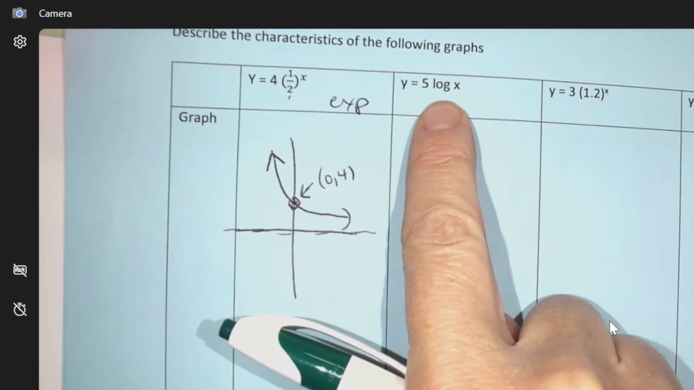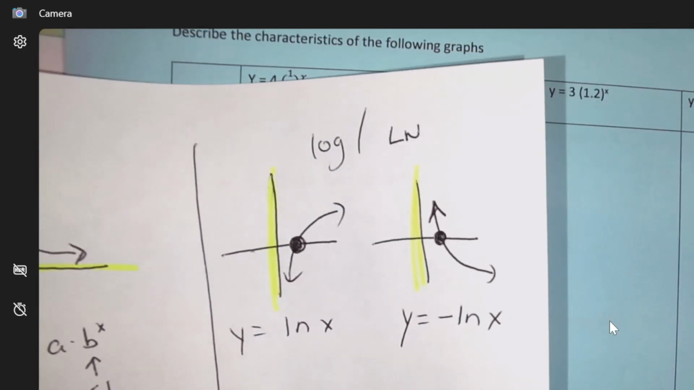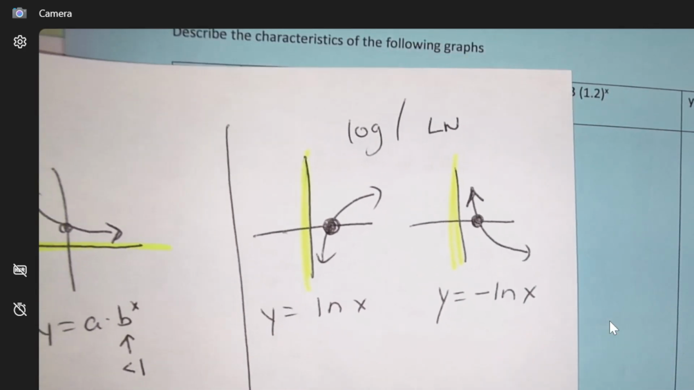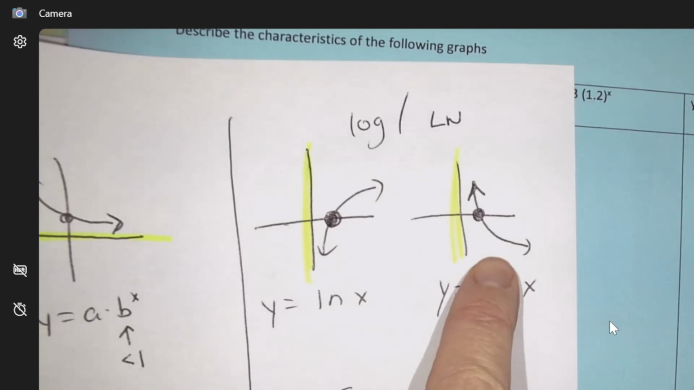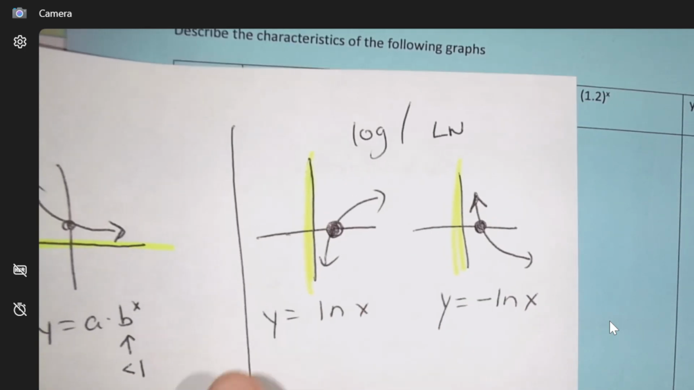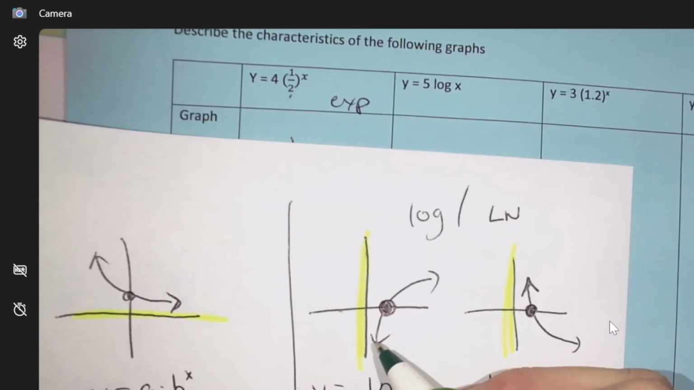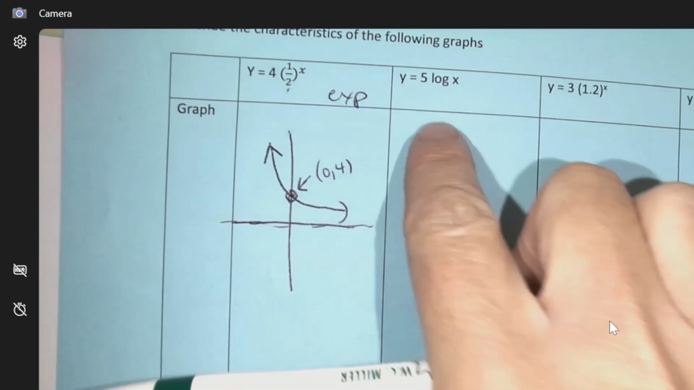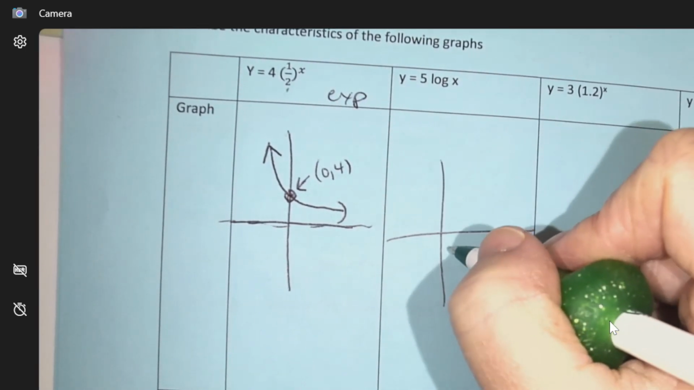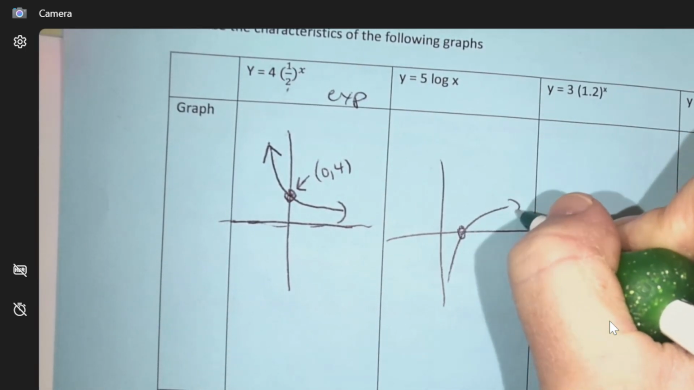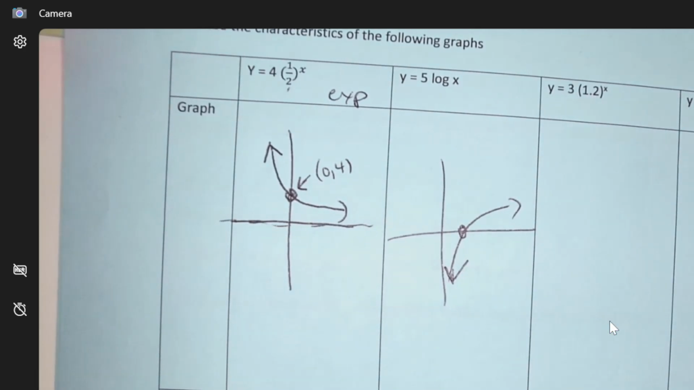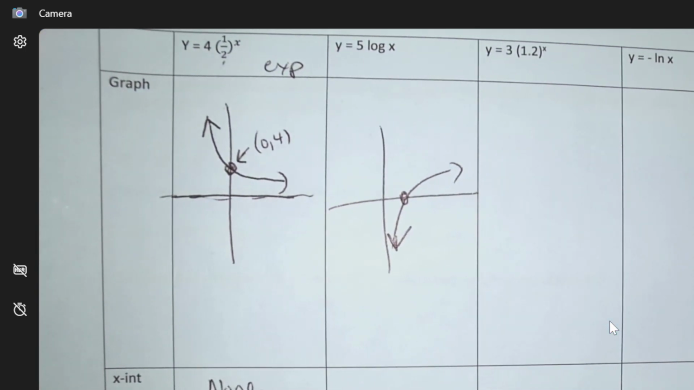Okay, y equals 5 log x. So now we're on the log side. So should we be normal or upside down? Just normal, because the multiplier is 5, so it's still positive. So it'll be something like that.